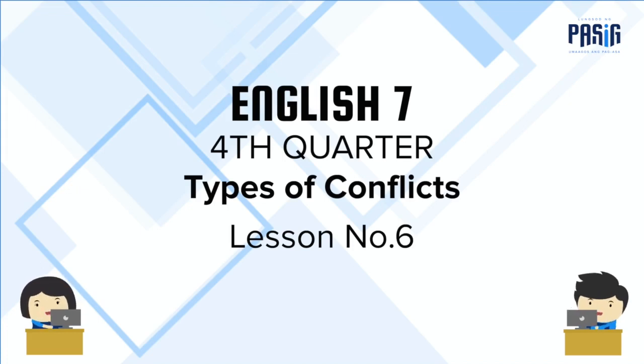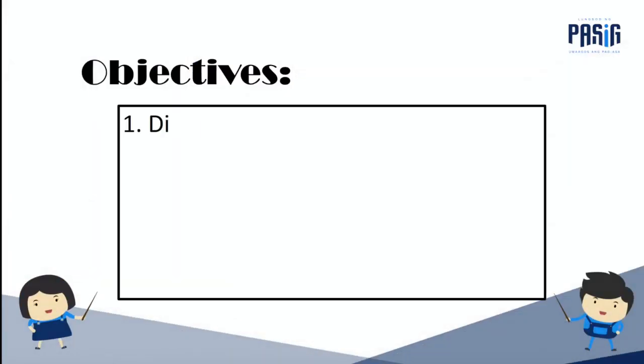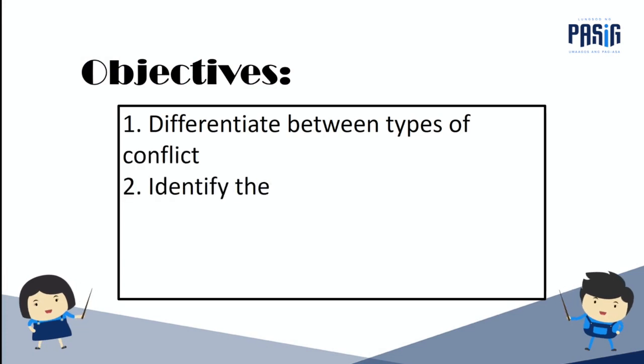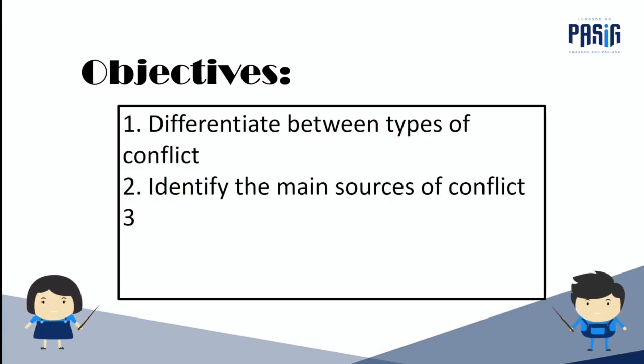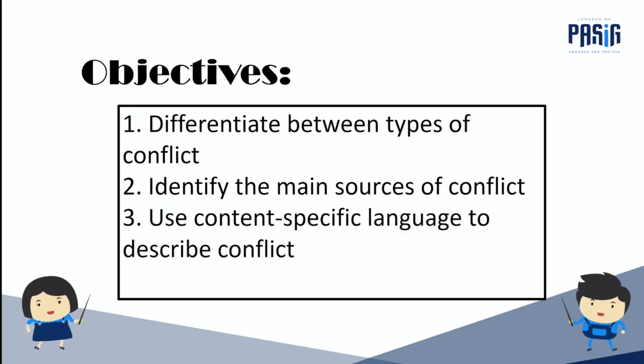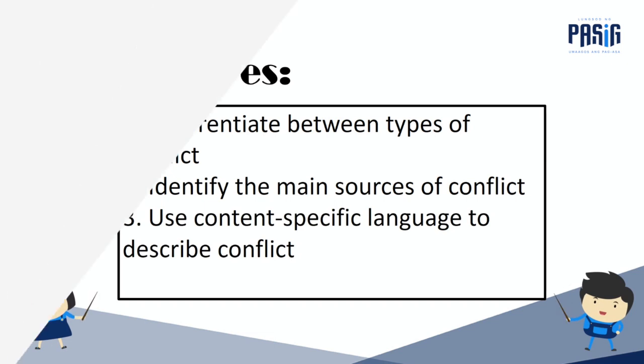We are in the fourth quarter of our set of lessons and I hope everybody will be delighted in learning today with lesson number 6. Lesson number 6 covers types of conflicts. Today's lesson's objectives are: number 1, differentiate between types of conflict. Number 2, identify the main sources of conflict. And number 3, use content-specific language to describe conflict.